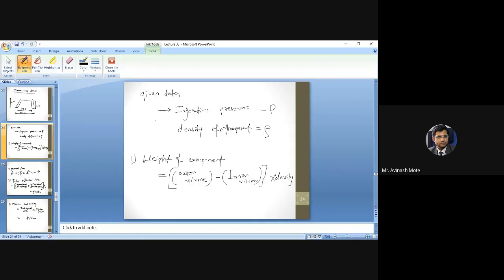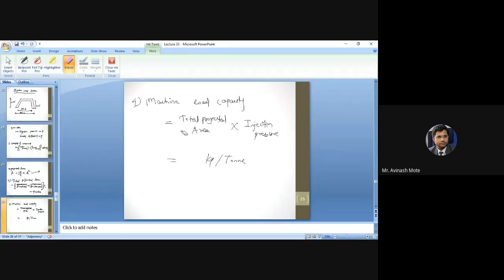Mostly what happens, machines are not available with odd capacity. Machines are available with capacities like 20 ton, 30 ton, 40 ton. They will not be available with 14 ton, 19 ton. If you check the machines available in the market, any kind of machines, these are available with rounded figures, right? So additionally you will be given the available machine.